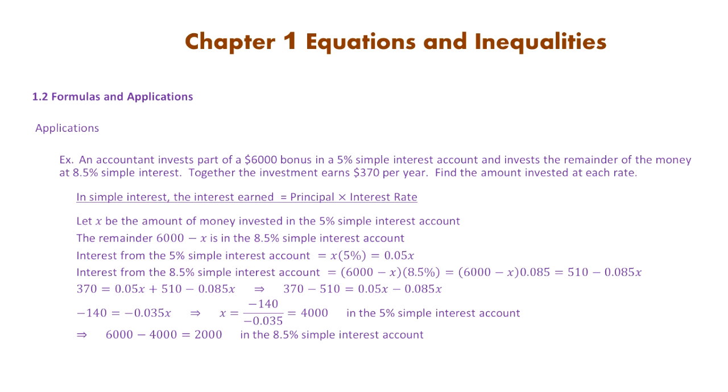So that's the amount you deposited in the 5% rate account originally. Then obviously the remainder, 6,000 minus 4,000, that's 2,000. That's the amount in the 8.5% simple interest account.